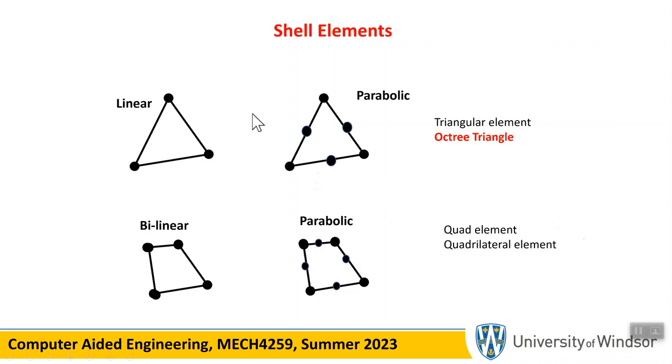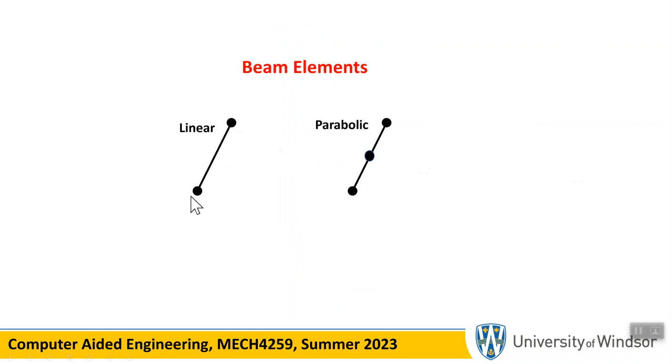Now, there's also the counterpart of these in the advanced meshing tool, which is 4-sided. They call it a quad element, I call it 4-sided or quadrilateral element. Now, these have to be done with the surface mesher or advanced surface mesher in the advanced meshing tool. Okay. Beam elements, you know what they are, linear, parabolic.